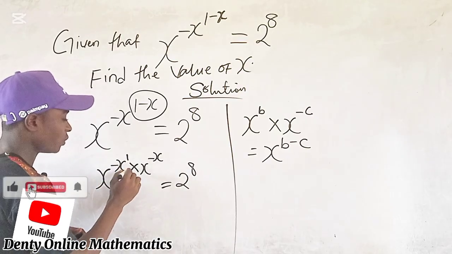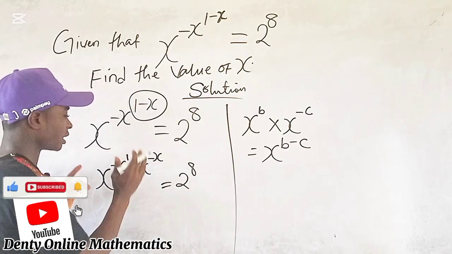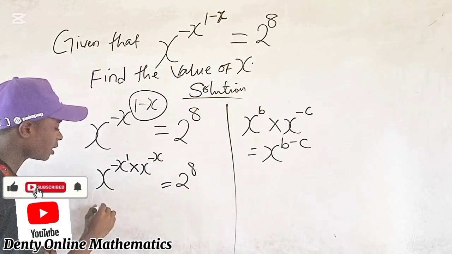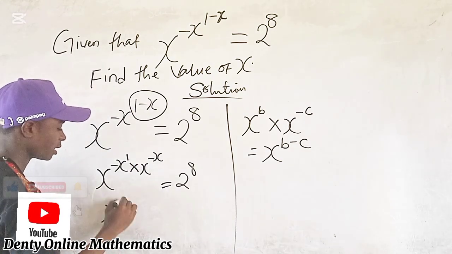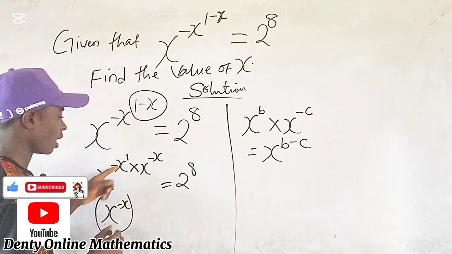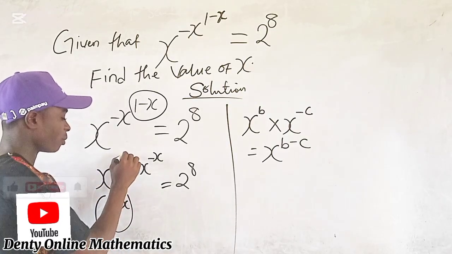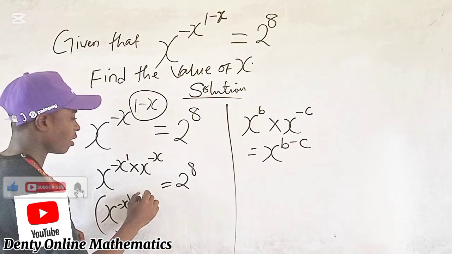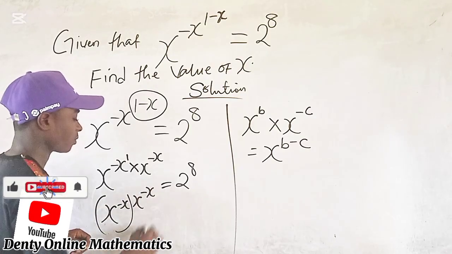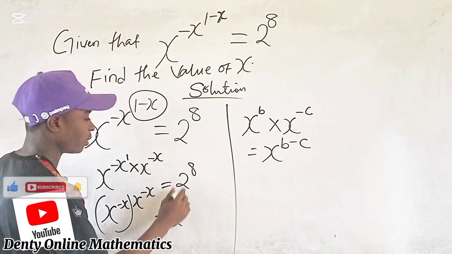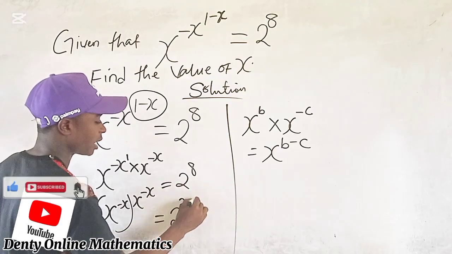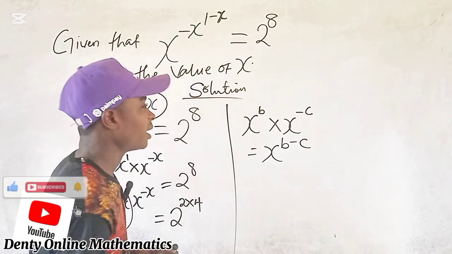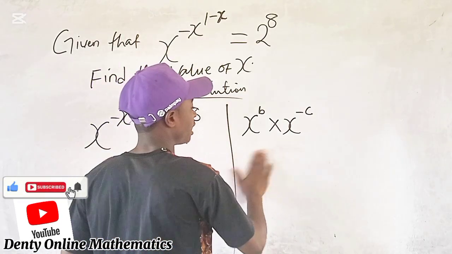So if you break it down like this, you're going to see that we see the same thing as the first one. Now this is the same thing as x raised to the power of minus x. Now that's for this one, because minus x raised to the power of 1 is the same thing as minus x. Now we still have x raised to the power of minus x equal to 2 raised to the power of 8, which is the same thing as 2 to the power of 2 times 4, which is the same thing as 8. You get? Alright, so let's proceed further.